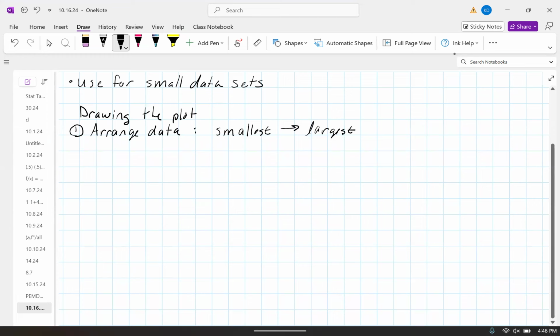Take your data values and arrange them in ascending order. So you take your smallest one and then your next, until you get to your biggest one. These will be small data sets, so this shouldn't take very long. Step 2, we're going to compute this weird little formula. F sub i equals (i minus 0.375) over (n plus 0.25).